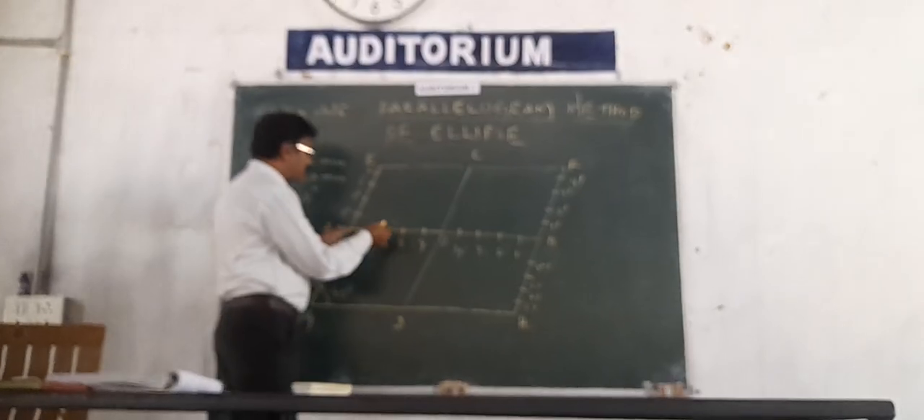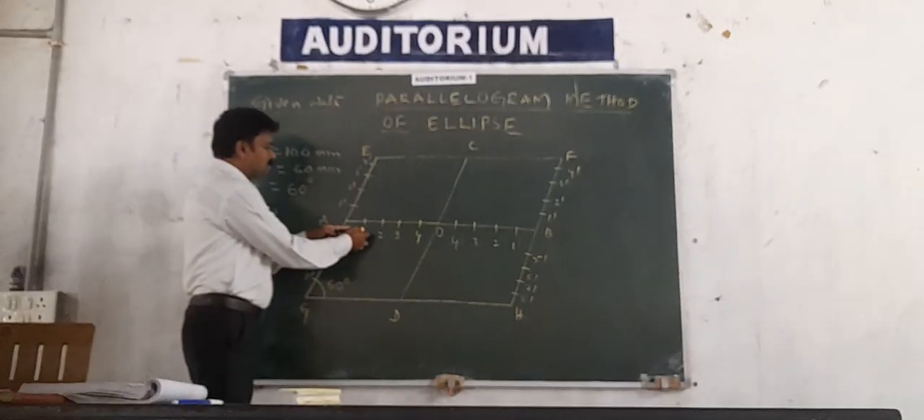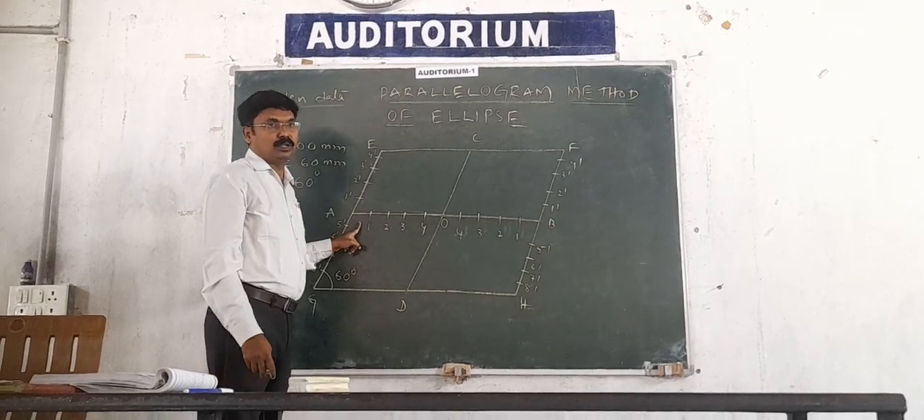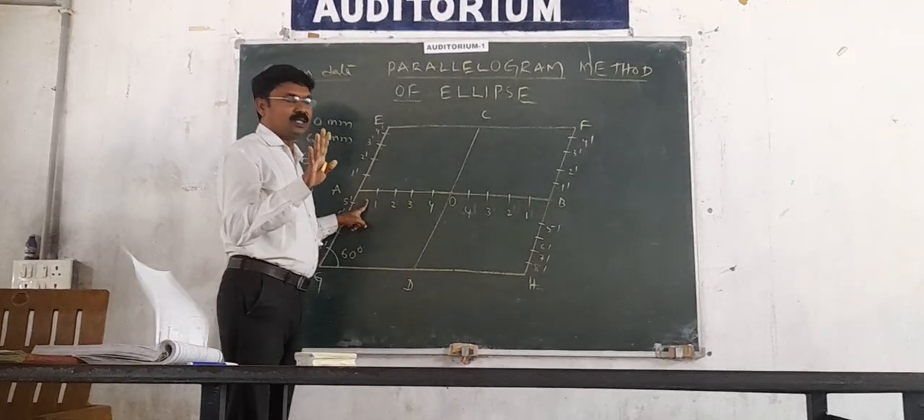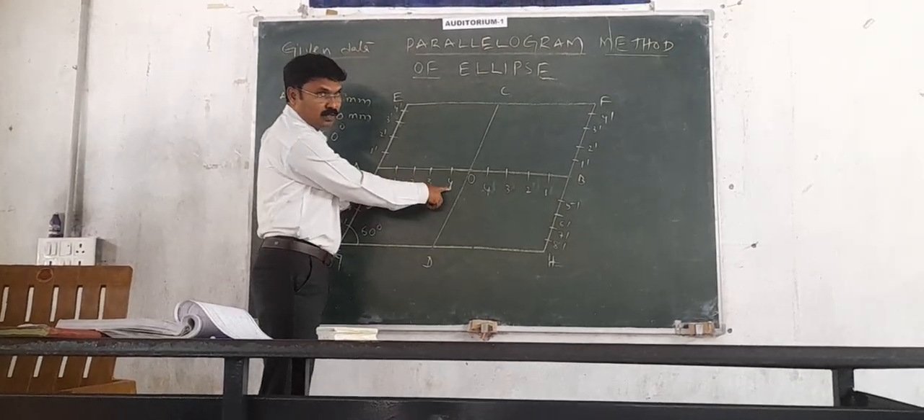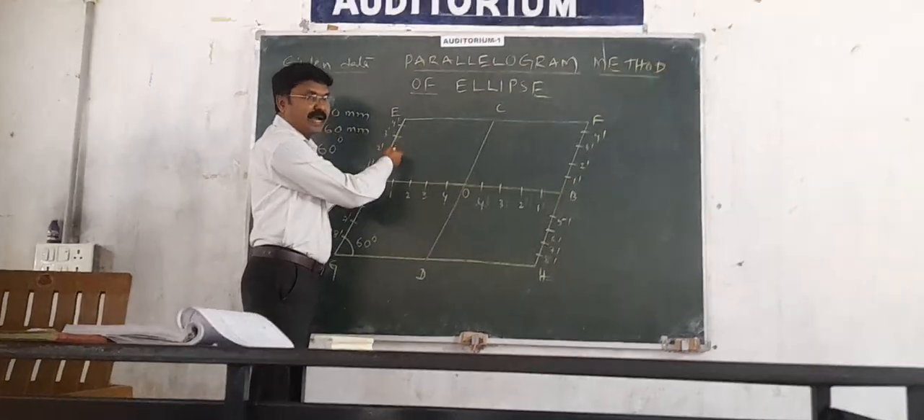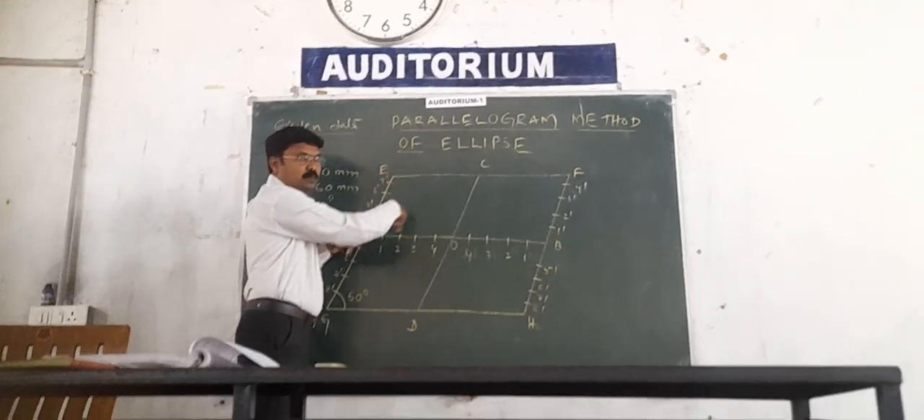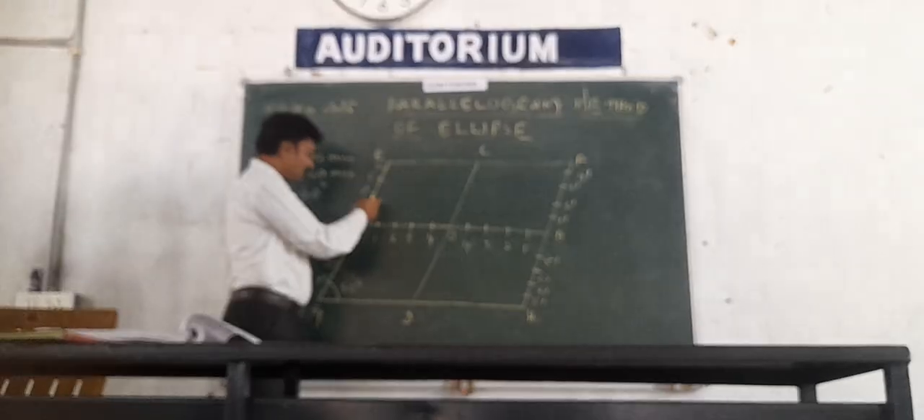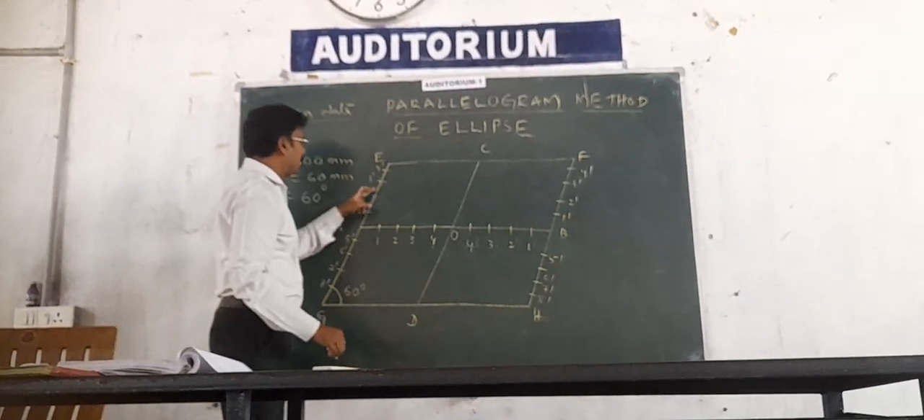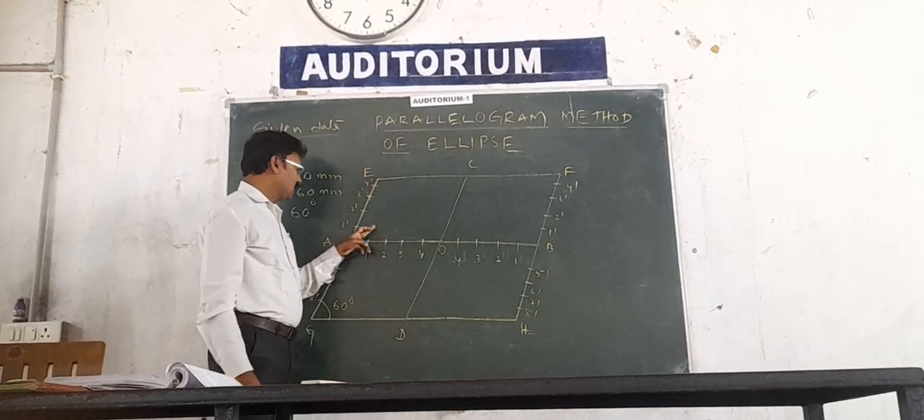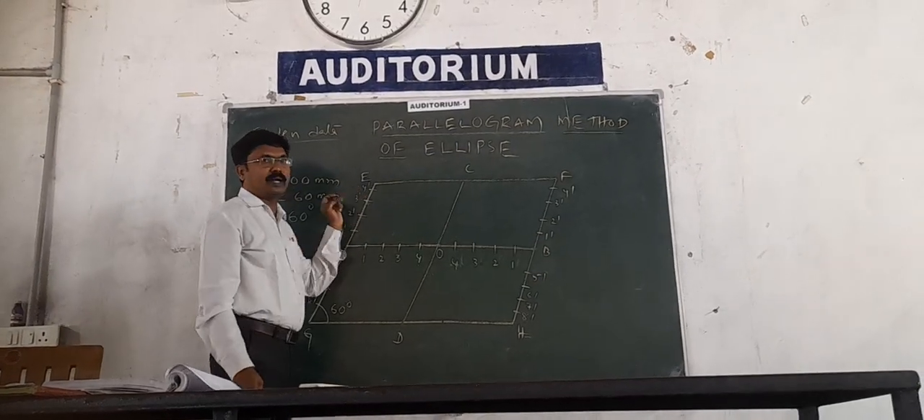Then take half of the part, AO, a quarter part of the parallelogram, and divide this AO into any number of equal parts, say 4 parts. 1, 2, 3, 4. Again, on the left side limb of this parallelogram, divide this AE into the same number of equal parts, 1 dash, 2 dash, 3 dash, 4 dash.